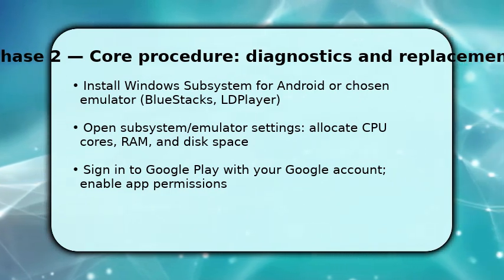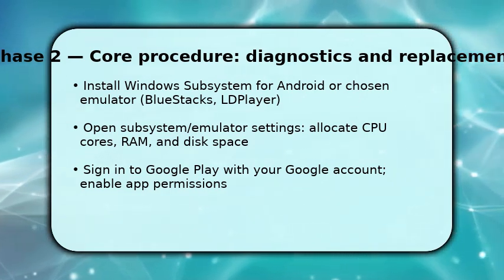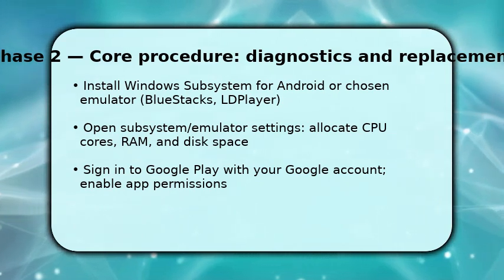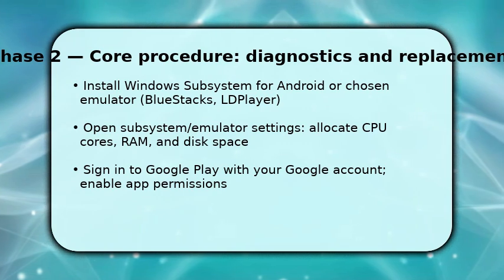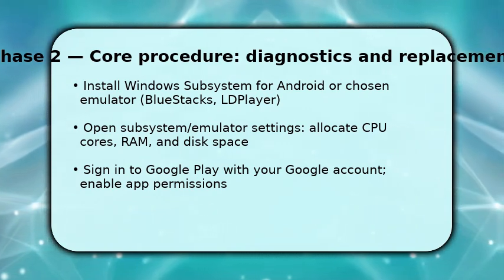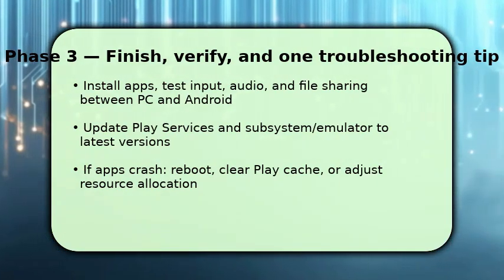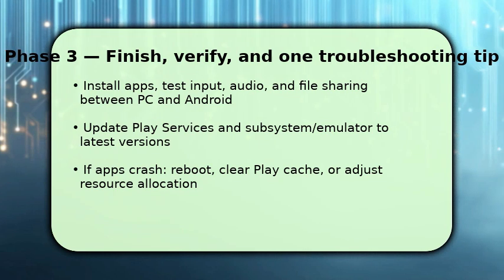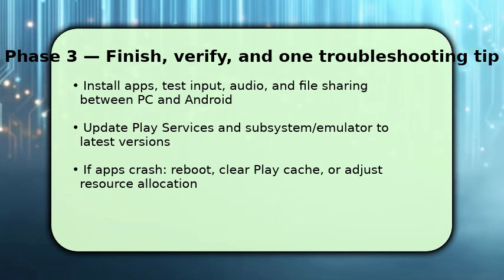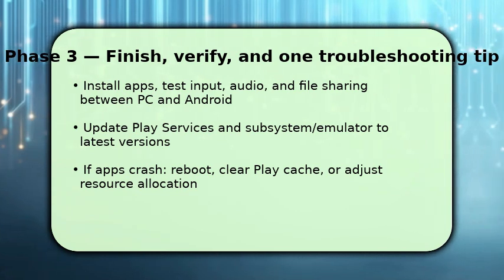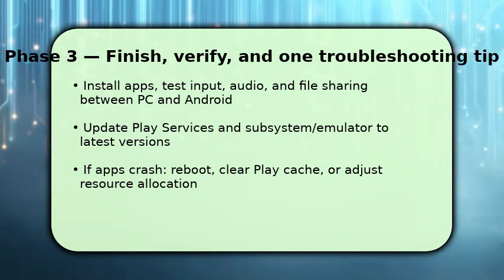Then, launch Google Play, sign in with your Google account, and accept required permissions. This step lets you download apps just like on a phone or tablet. Now finalize by installing your apps, testing keyboard, mouse, and audio integration, and verifying file sharing between Windows and the Android environment. Make sure Google Play services are updated. Also update the subsystem or emulator to keep compatibility.